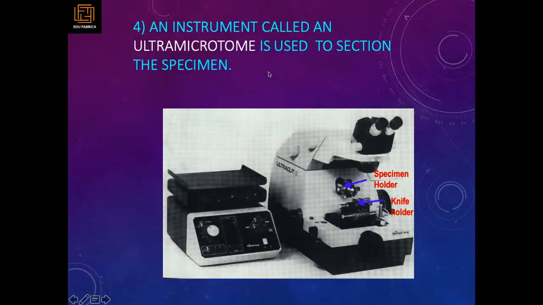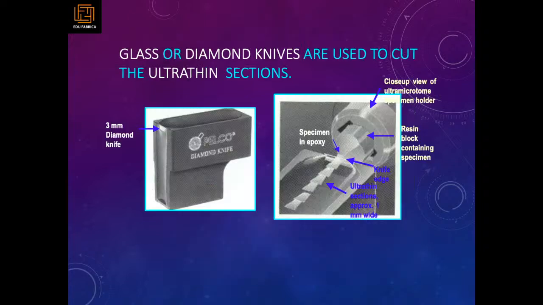Then when they're hard, we use an ultramicrotome. It's an even higher version of your microtome to section the specimens. So you can see this water. It's cutting these specimens in epoxy, and this is the round one.